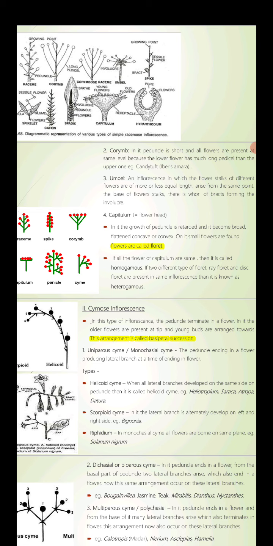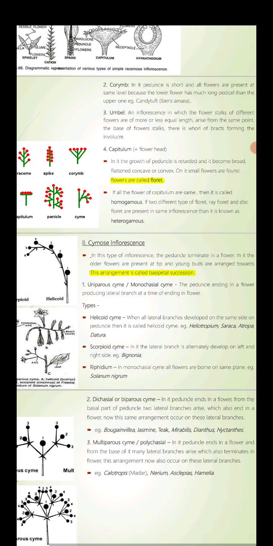So helicoid cyme, what's the meaning of the helicoid cyme? When all lateral branches develop on the same side of the peduncle, it is called the helicoid cyme. Example, Atropa, Datura. Next is the scorpioid cyme. In it, the lateral branch is alternately developed on the left and right side. Example, Begonia. Next thing is the rhipidium. In it, all flowers are borne on the same plane. Example, Solanum.